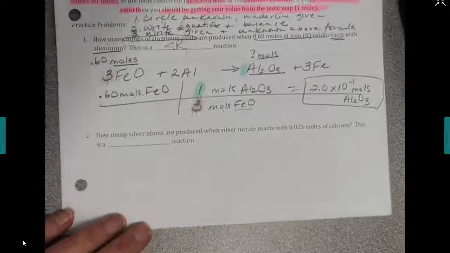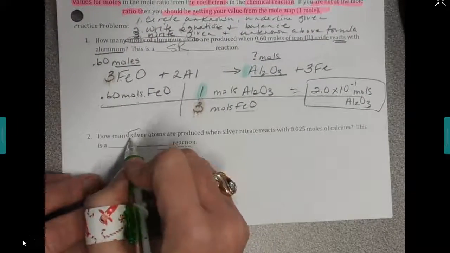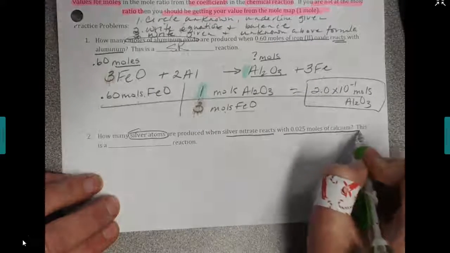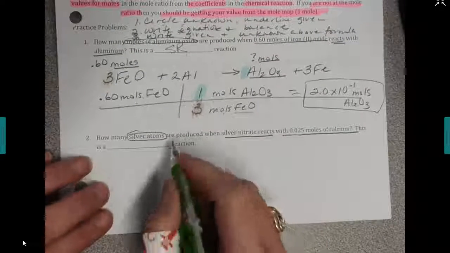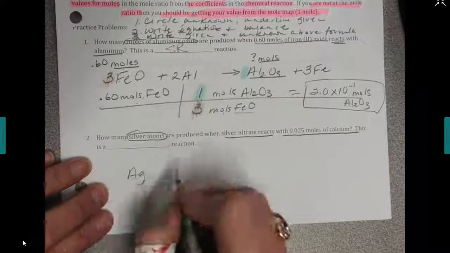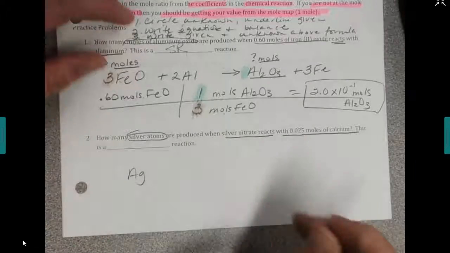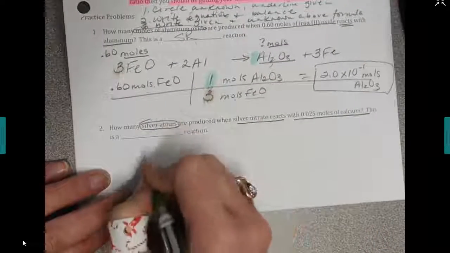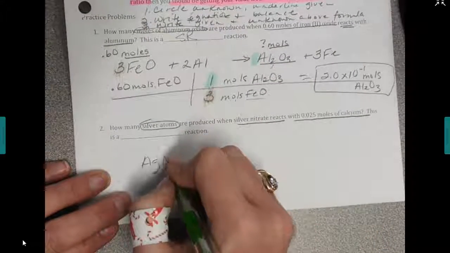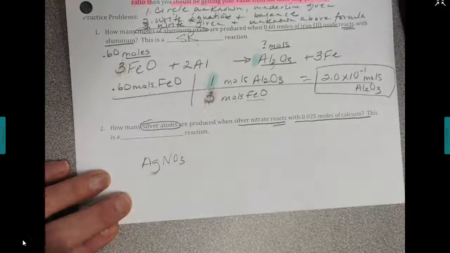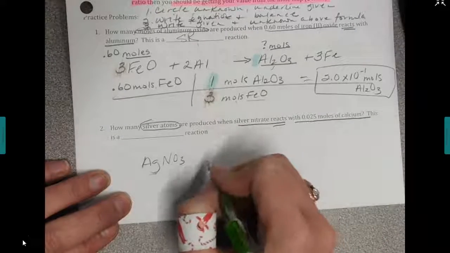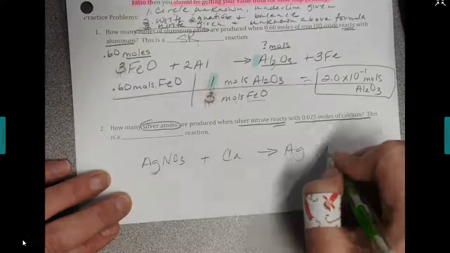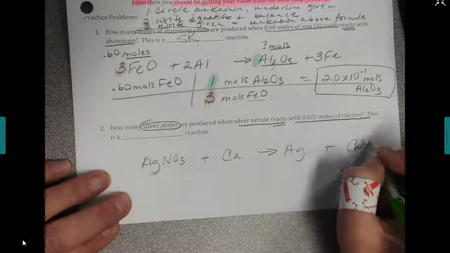Okay, so let's move on to the next one. How many silver atoms are produced when silver nitrate reacts with 0.025 moles of calcium? So we have silver atoms. Oh, I'm sorry, that's produced, isn't it? Let's see, silver nitrate reacts, that's why I always try to underline that one twice so I keep up with it, with calcium to produce silver plus calcium nitrate.